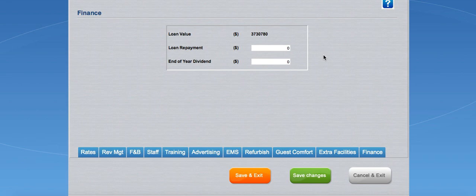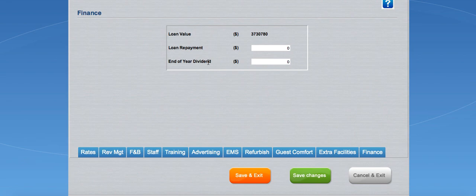If you're doing really, really well and you're starting to pay the loan off, you can also think about paying an end-of-year dividend to your owner, shareholder, or investor. And again, you can choose how much you wish to do with that. The benefit of paying off the loan, of course, is that it will bring down your repayments. You'll start paying less interest.